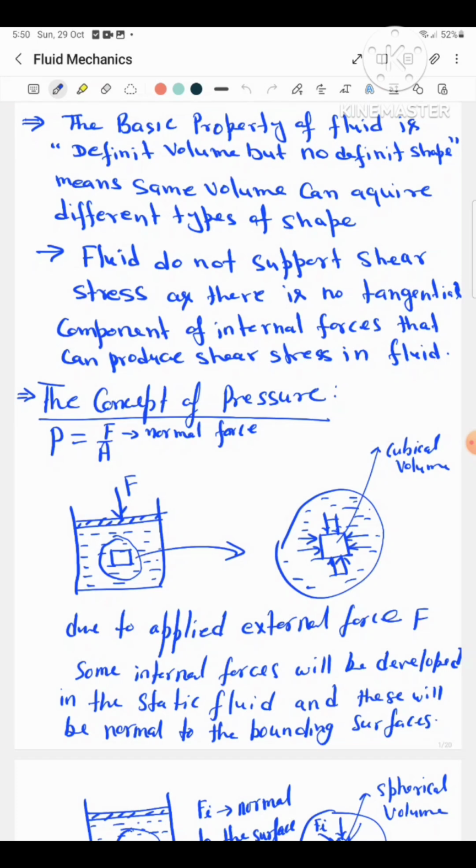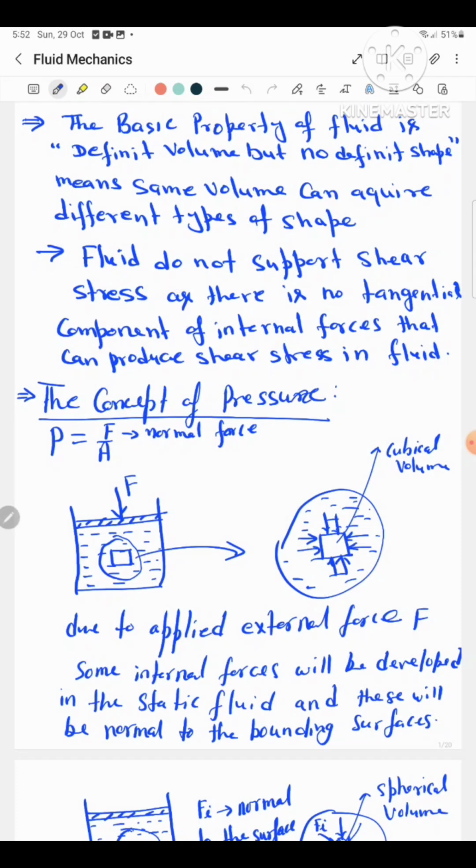What is the basic property of the fluid? The definite volume but no definite shape. The basic property of fluid is definite volume but no definite shape, means the same volume can acquire different types of shapes. One more property of the fluid is that fluids don't support the shear stress.